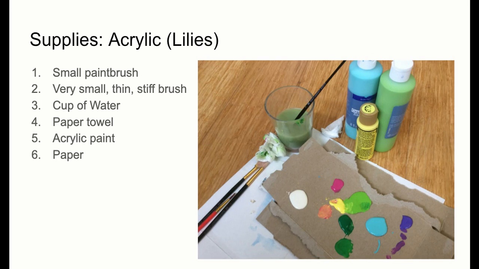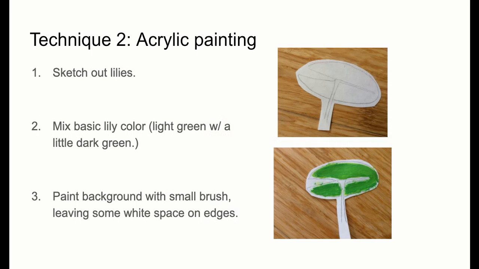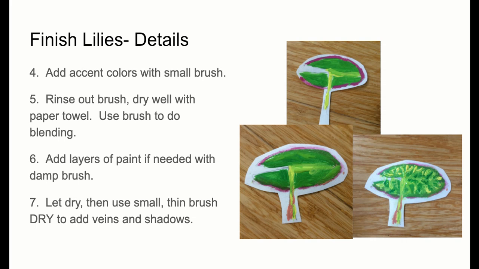So, highlighting technique number 2, I'm going to use acrylic paints for the lilies. Here's some supplies that I needed. Here are the steps. This involves the sketching because it's a little more precise. If you're doing a wash, you're just doing broad, expansive color. You don't need to sketch that out. Mixing some colors, painting the background with a small brush, adding accent colors, doing some blending, doing some detail work. And I'm noting on the side with the steps how I use the brush to create those effects.